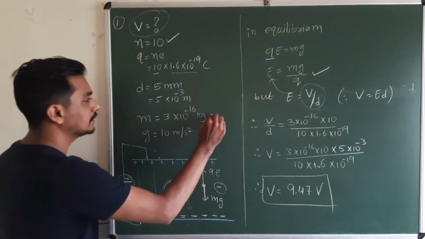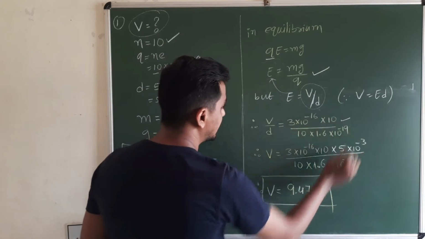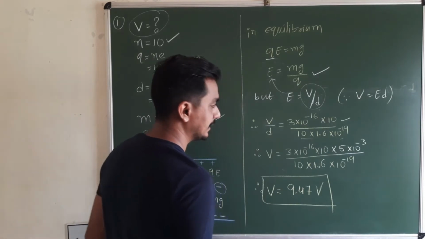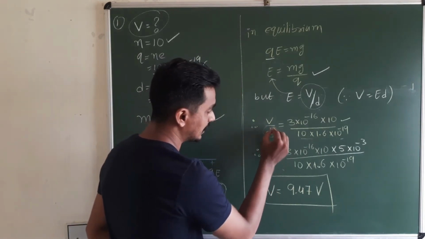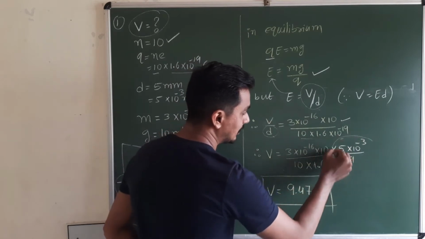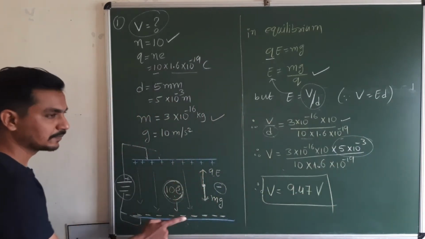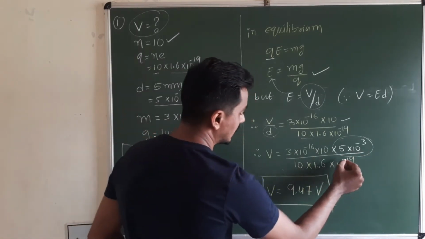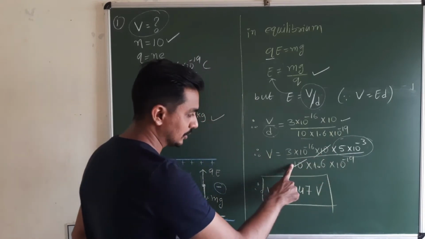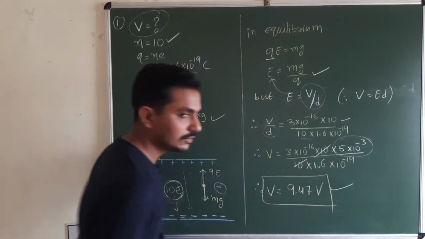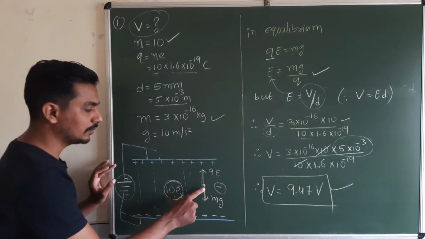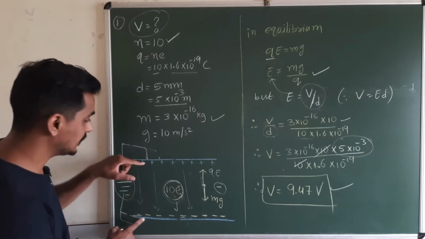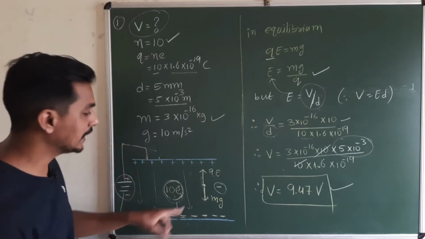What is m? It is given as 3 into 10 raised to minus 16. g is given as 10 and charge Q is 10 into 1.6 into 10 raised to minus 19. So here we have d; if we take it to this side, it gets multiplied, and d is the distance between the plates, which is given as 5 mm. So here we have placed it. Now this and this will get cancelled, and if you solve this you will get 9.47 volt. That is, to balance this drop we need to provide 9.47 volt, the potential difference between these two plates, so it will get balanced.